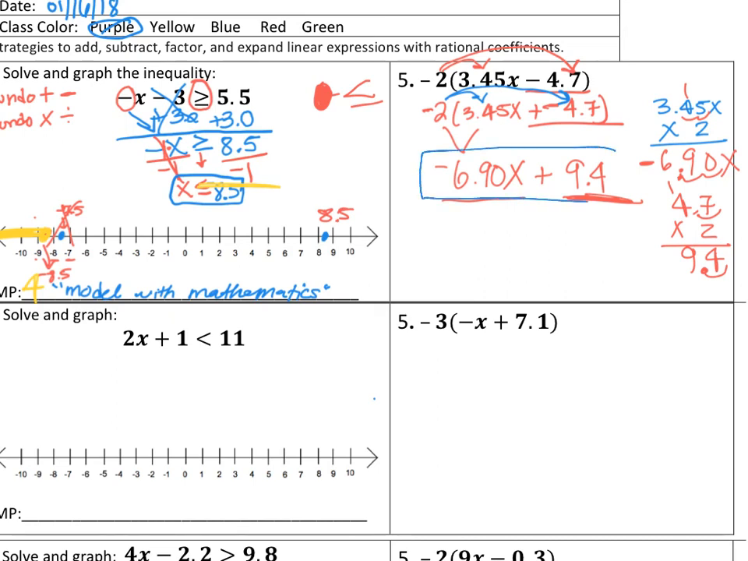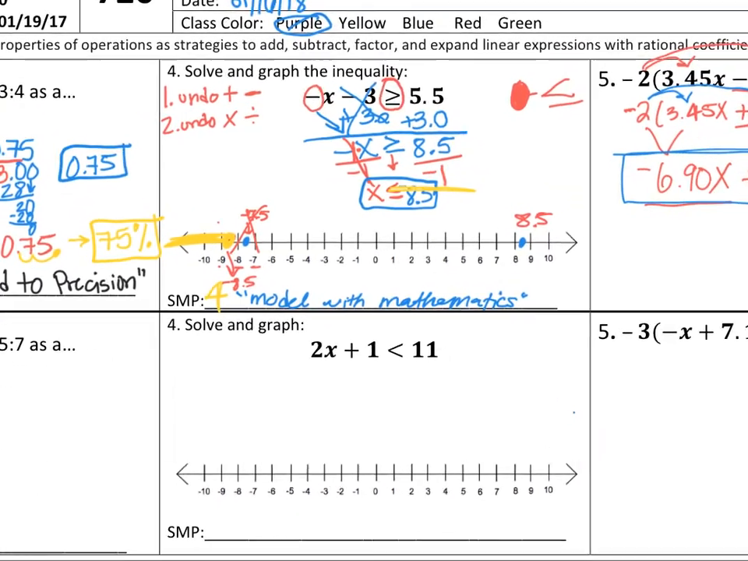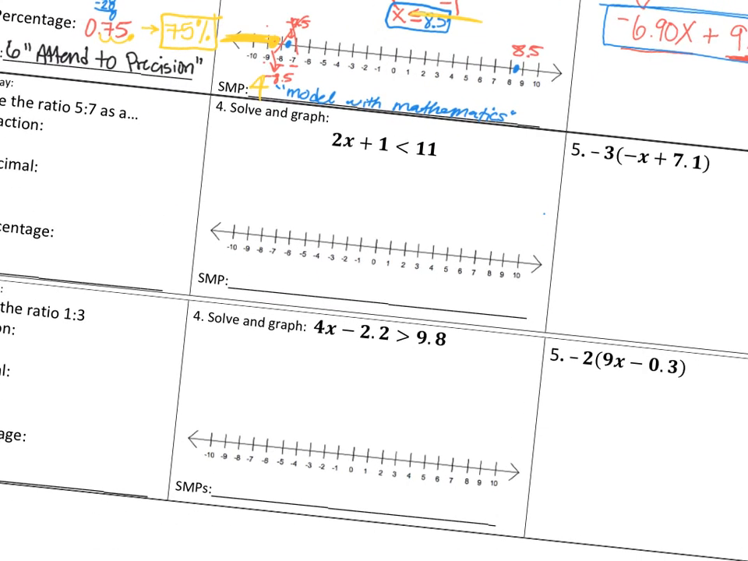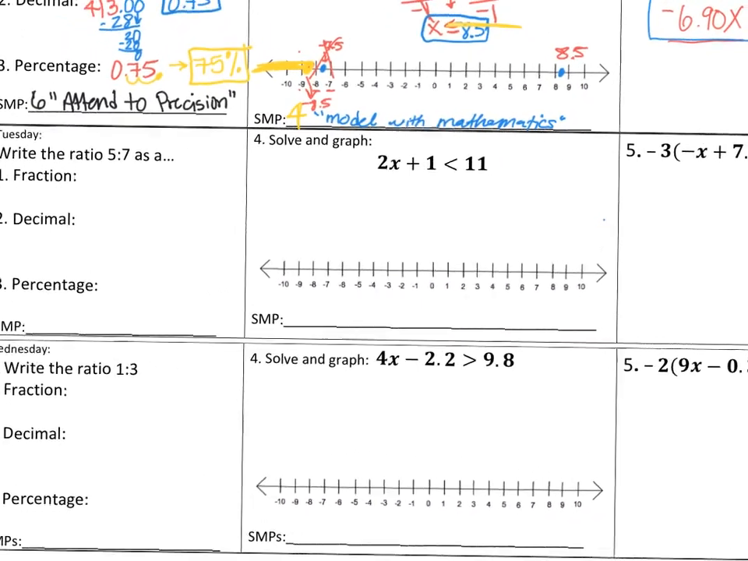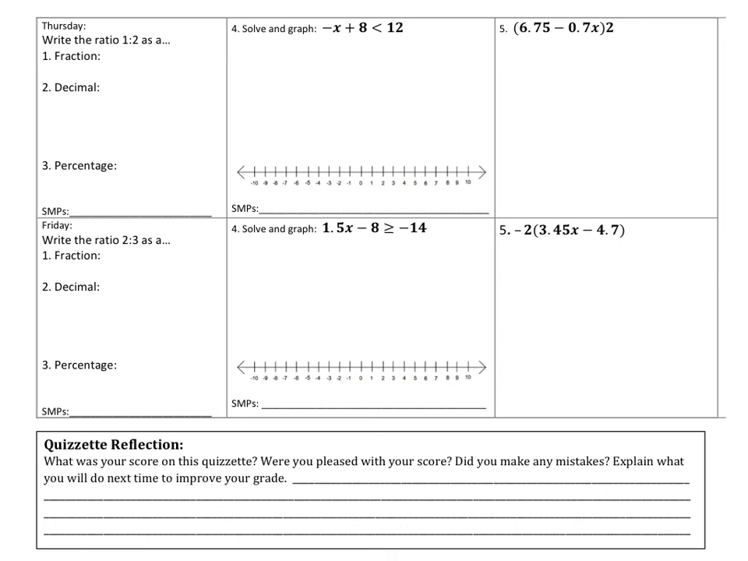And if you notice, number 5 does not have an SMP. So you do not have to write an SMP. All right, so just keep that in mind. For number 4, if you divide by a negative or multiply by a negative on the second step, then you flip it. But here you don't have a negative coefficient on Tuesday. Let's look at other days. Number 4 on Wednesday, you don't have a negative coefficient. On Thursday, you do have a negative coefficient. So you have to flip the inequality on Thursday.